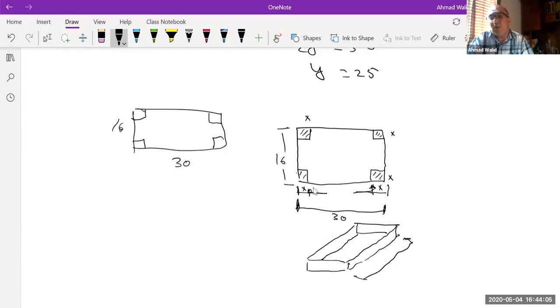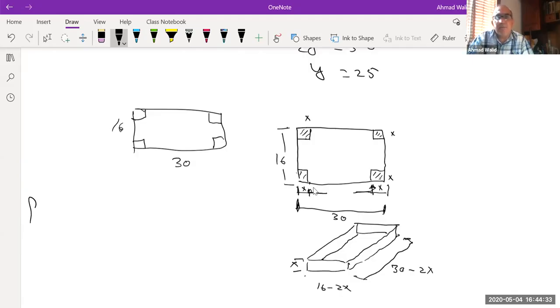Now, if the total is 30, the small portion after the cut will be 30 minus 2x, right? It means this length will be 30 minus 2x, and this length will be 16 minus 2x. How much is the height? The height will be this x, right?